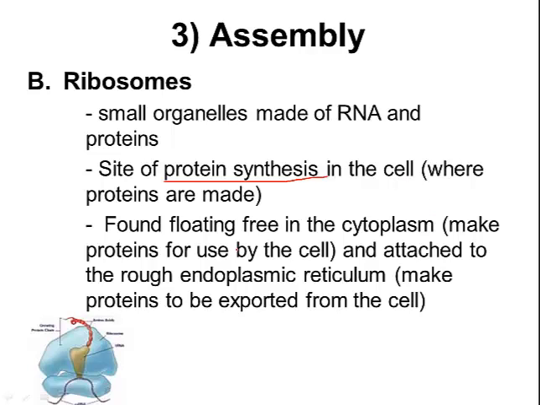So some of them are found floating free in the cytoplasm, and they're going to make proteins that are going to be used by the cell. So the ones that are floating free are going to make things that are going to get used by the cell. You have others that are attached to another structure called the rough endoplasmic reticulum. Those proteins that get made there are actually going to be exported from the cell. Those are the ones that we could use in our body, like different hormones and things like that.